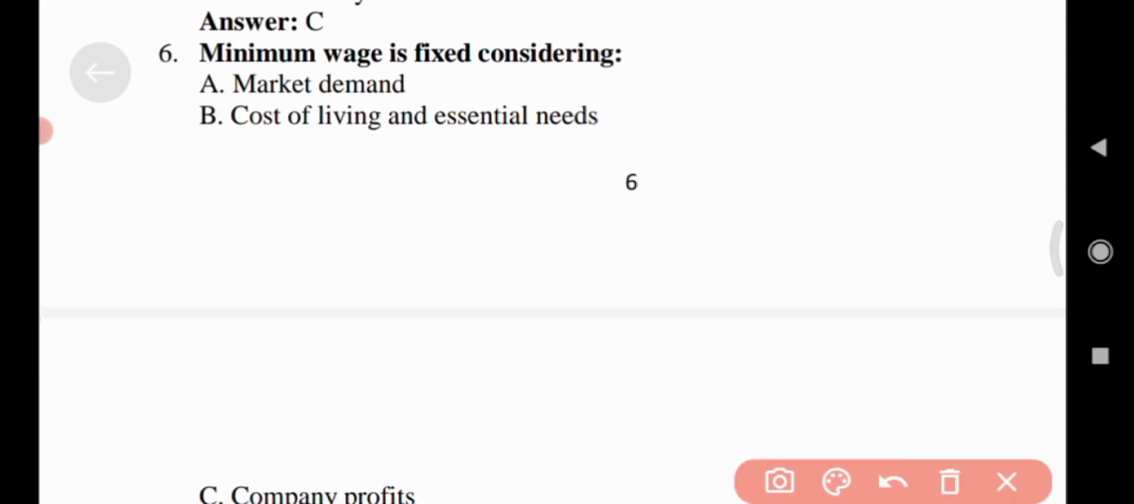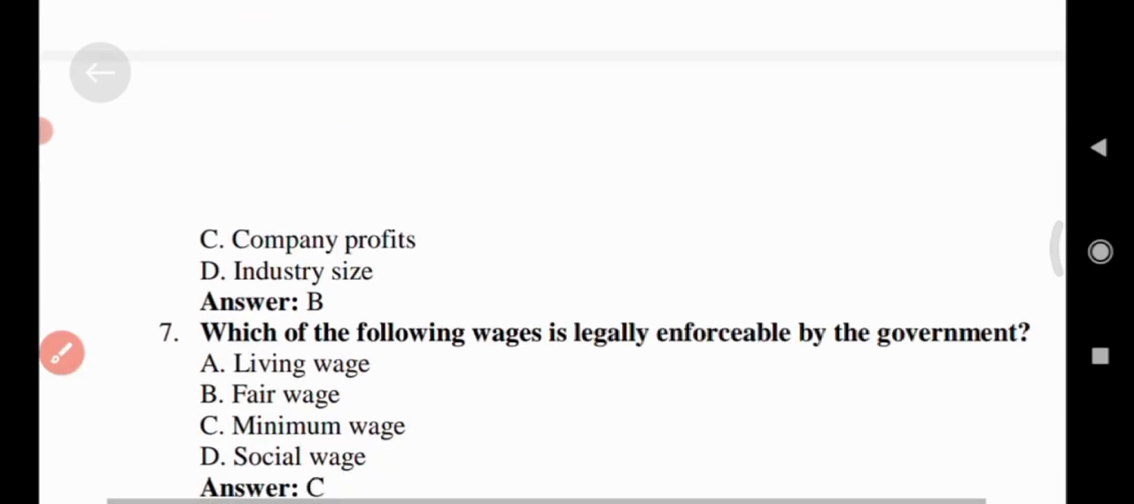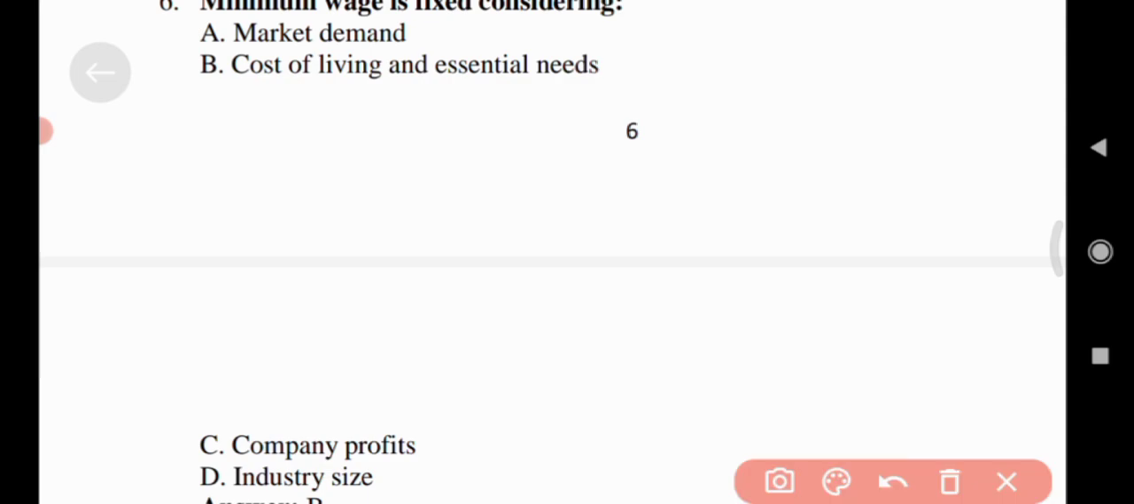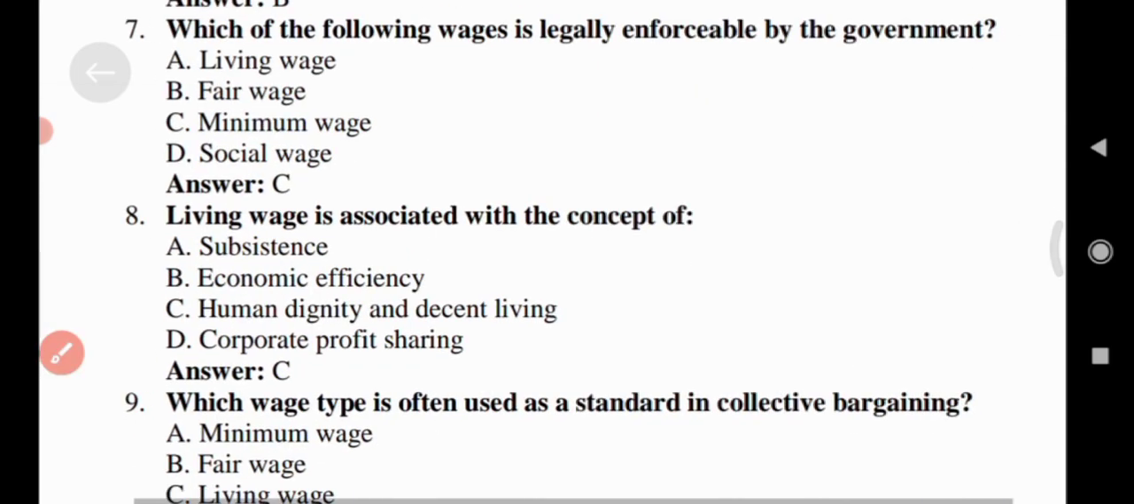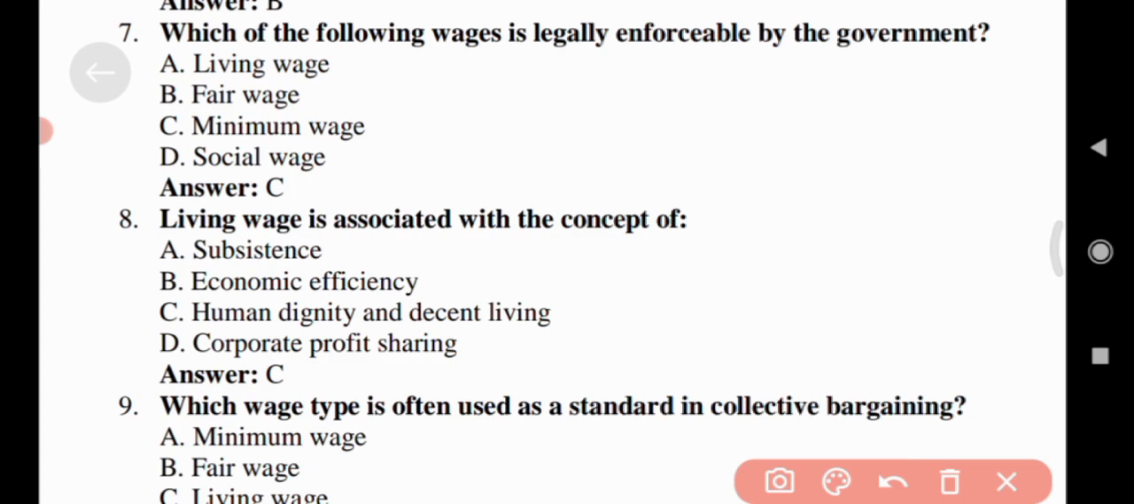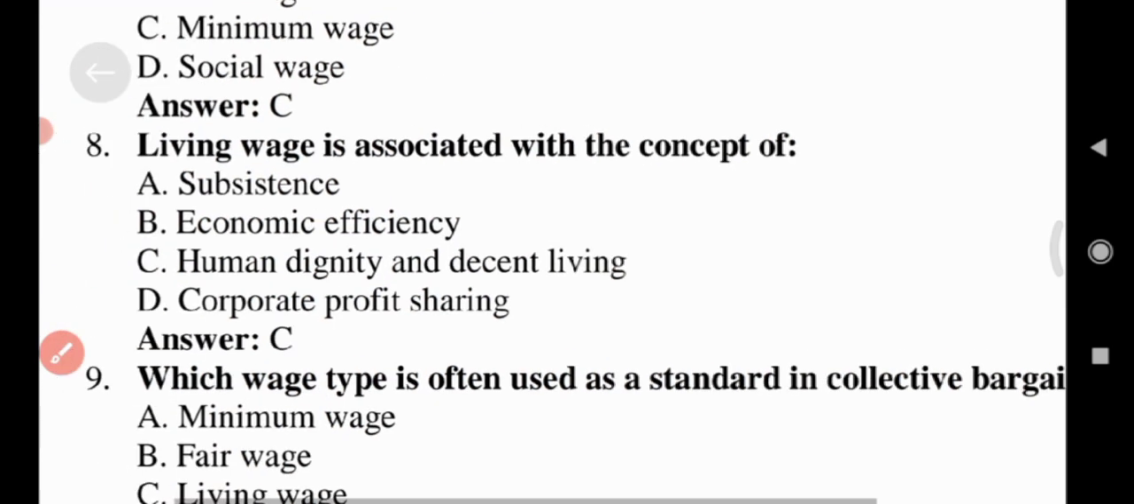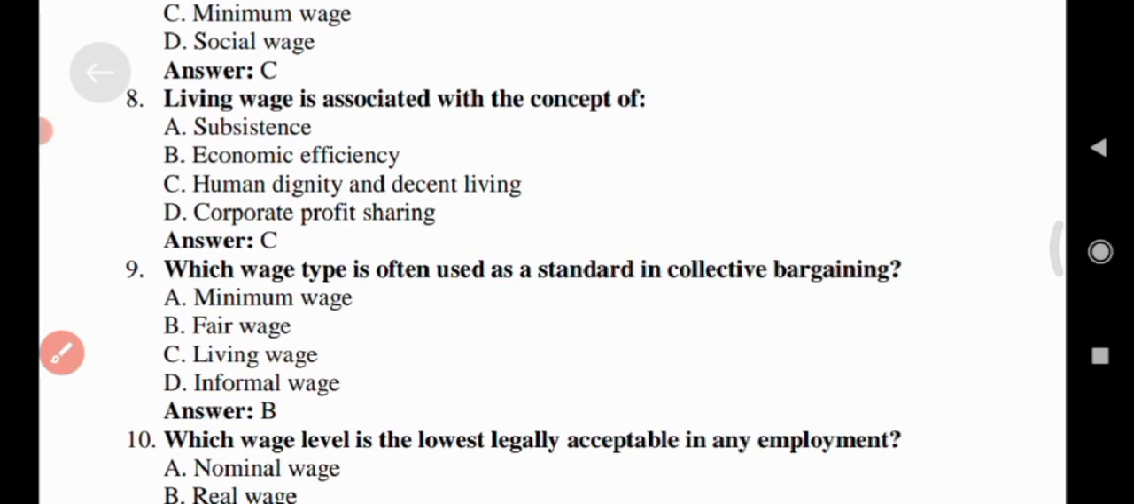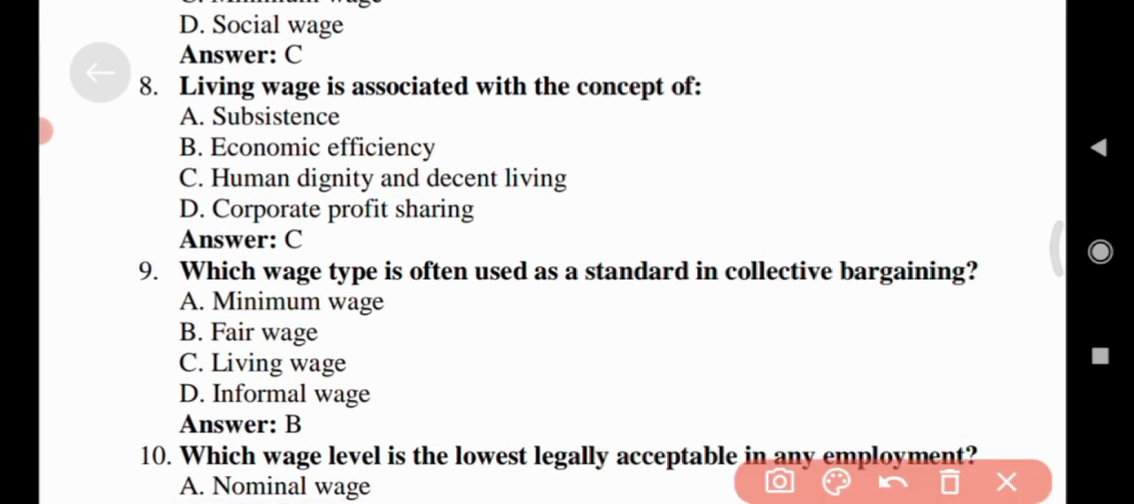Minimum wage is fixed considering option B, cost of living and essential needs. Which of the following wages is legally enforceable by the government? Option C, minimum wage. Wage is associated with the concept of option C, human dignity and decent living.